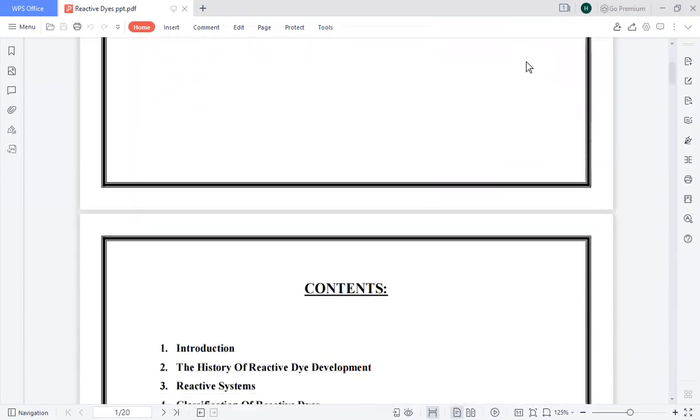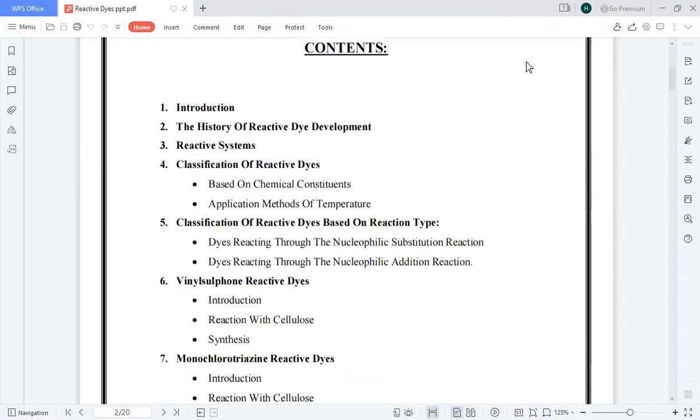Today, the topic of presentation that I'm going to discuss is reactive dyes. So let's have a look at the contents of the presentation, which includes the introduction of reactive dyes. Second one is the history of reactive dye development. Third one is the reactive system. And next one is classification of reactive dyes, in which we further study the classification based on chemical constituents.